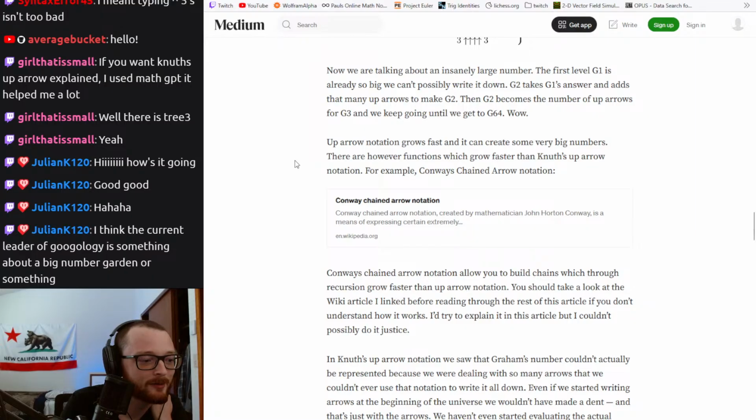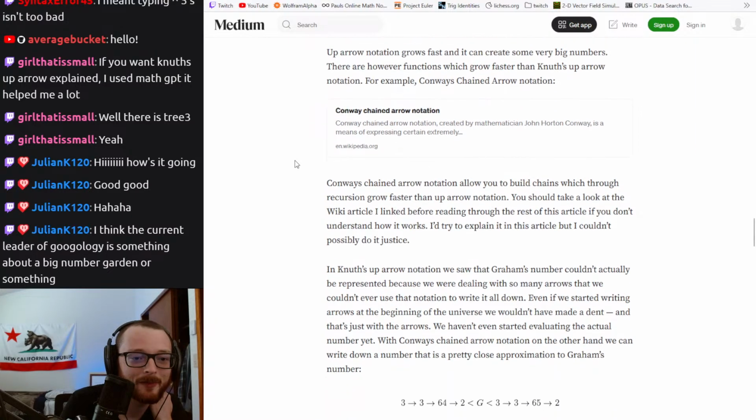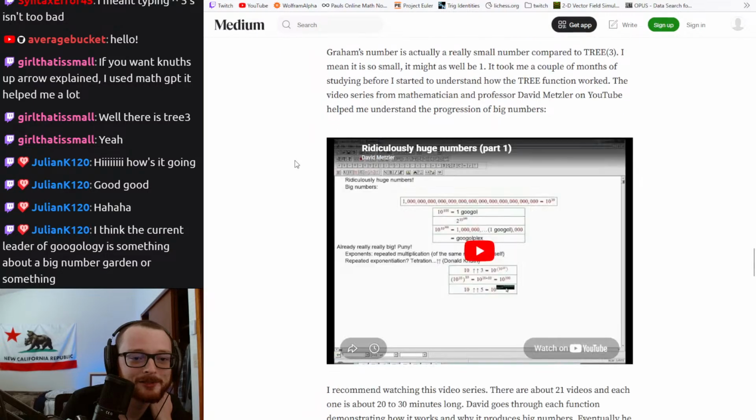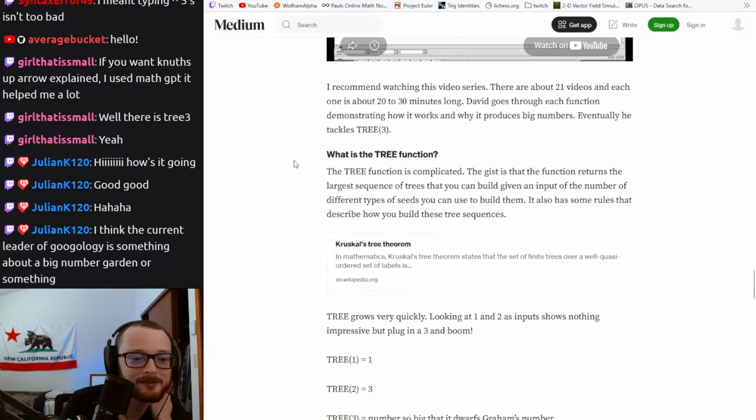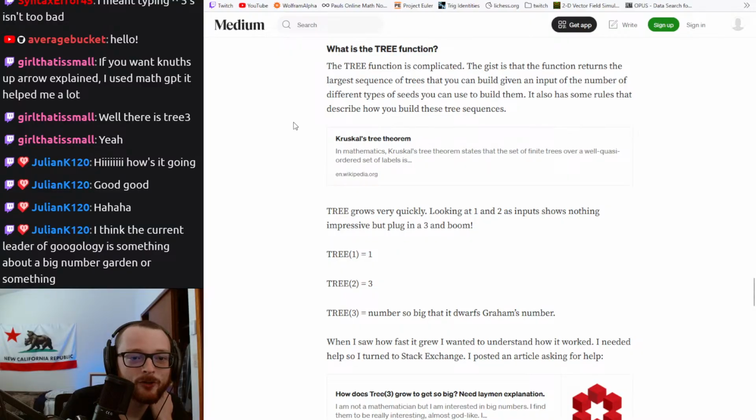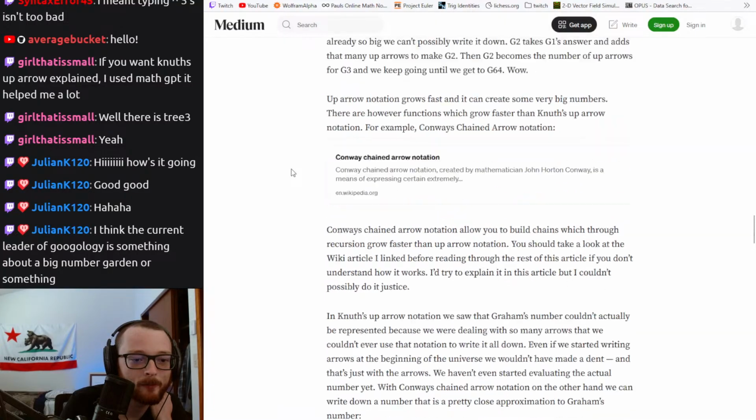Googology? Big number garden? Okay. The tree function is complicated. The function returns a large sequence of trees you can build. I probably shouldn't have skipped. I think the stuff before this was important.